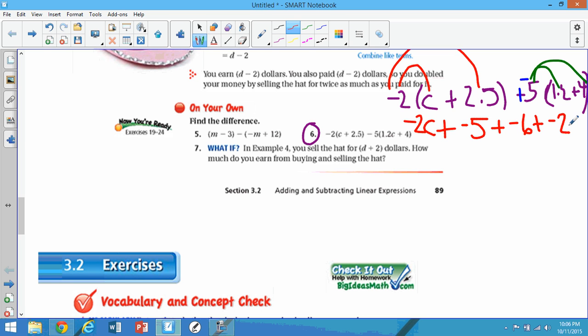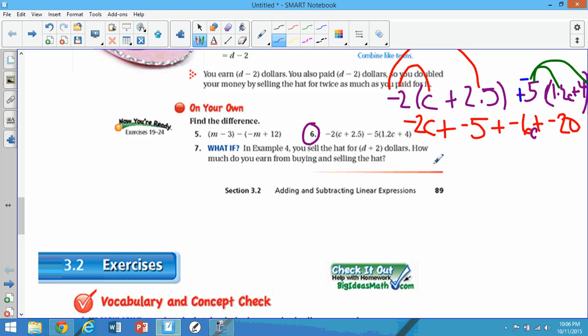Oh, and look, I also forgot something. Did anybody notice what I forgot? I forgot to put my c here. There should be a c here. There we go. So it's negative 2c plus negative 5 plus negative 6c plus a negative 20. Okay, now you can do the vertical method or you can do the horizontal method.